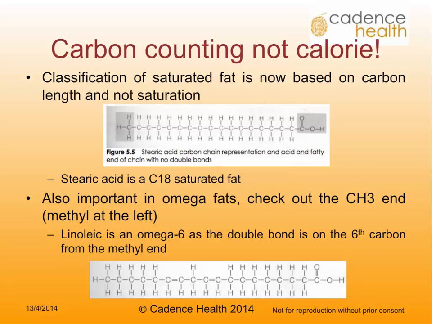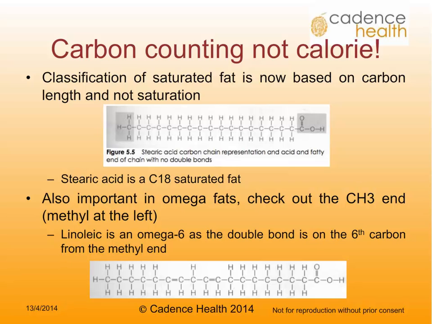So if we run our eye along how many C's, which are C for carbon and H on the outside for hydrogen, how many C's there are in that line, if we count all of those up right along to the COOH end, we'll see that there's 18. And hence it's called a C18 saturated fat. Now that's important, and we'll come back to that shortly.